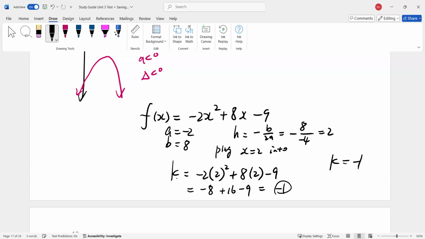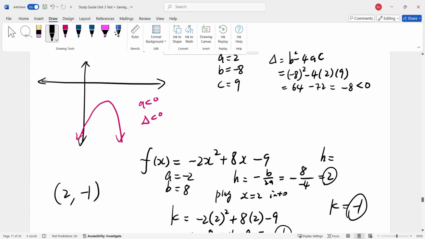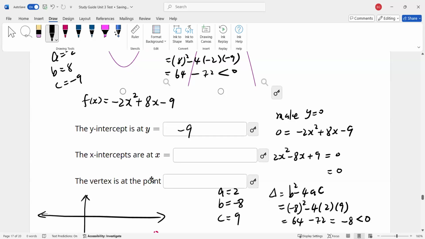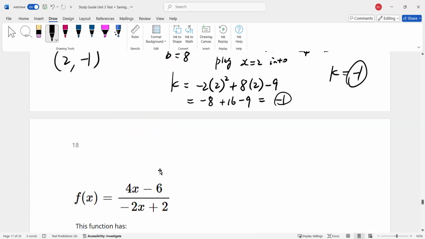So that is K. H is 2, K is -1. So the vertex is (2, -1). It is in quadrant 4, below the x-axis. Everything is consistent. So this is going to be the answer for the vertex, (2, -1). Figure out how you enter anything when the x-intercepts do not exist. Maybe you have the option to write DNE, does not exist. All right, we need to hurry up.